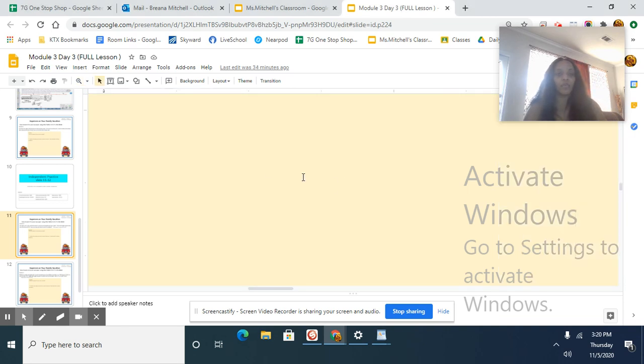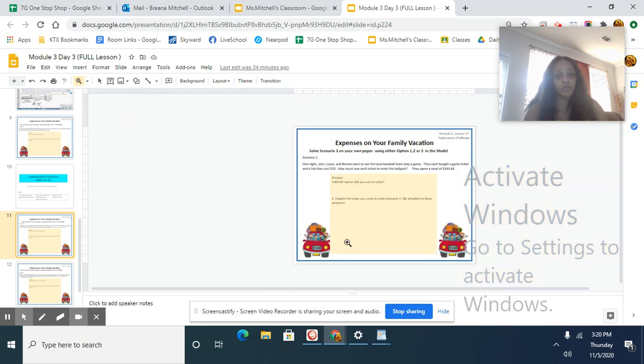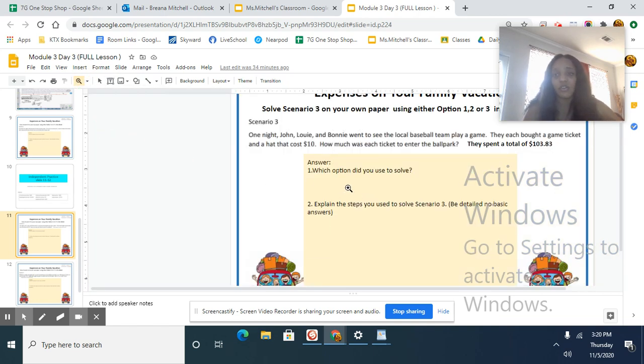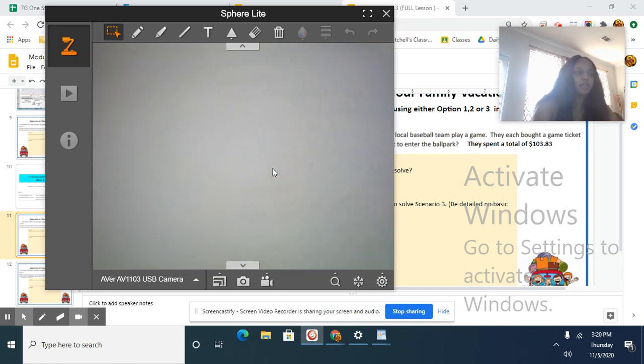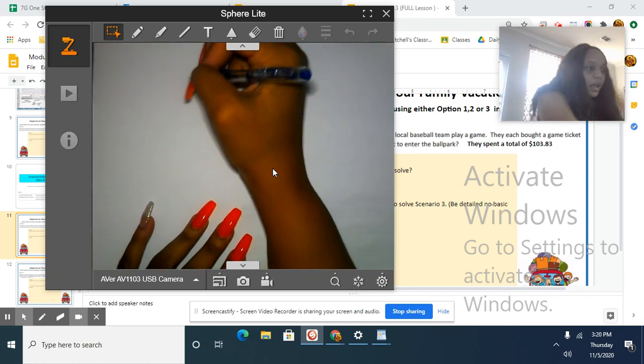When it asks which option you used, I'm going to use option 2 to show you how to do this. You can put option 2, or whichever of options 1 through 3 you felt was easier, and then you'll explain your steps here. I'm going to put my dot cam up so I can show you how to do option 2. Option 2 is a tape diagram.